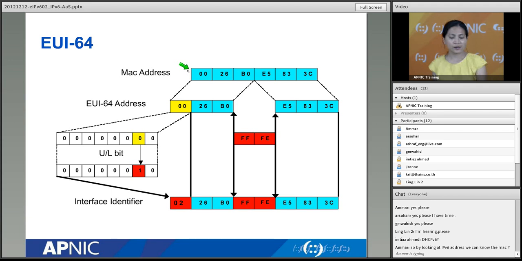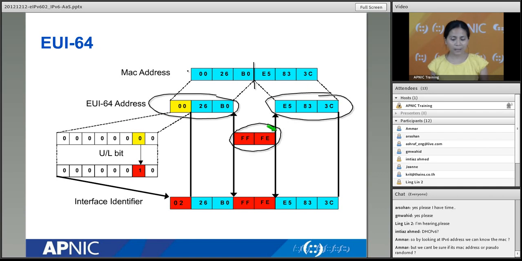What we do is divide them in half. The upper half is here, and this is your lower half. Now, since we need 64 bits and this is only 48 bits, what we do is insert something in the middle. In this case, the one inserted is constant. It is FFFE. It's always FFFE. The reason for this is unclear, but I think if you look at the codes that are given out to different manufacturers, this is the part which is not assigned to anyone yet. So it is FFFE. Question there also: we can't be sure if it's a MAC address or pseudo-random.